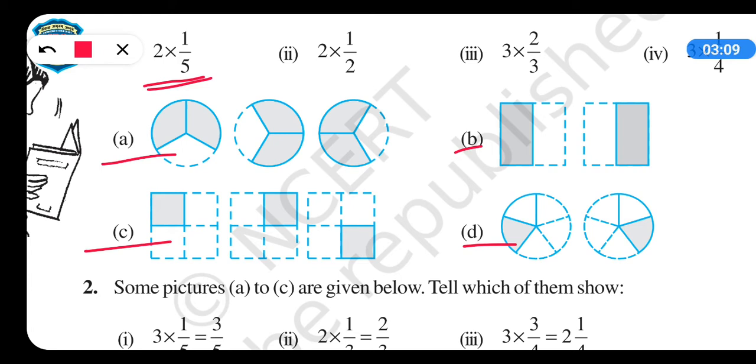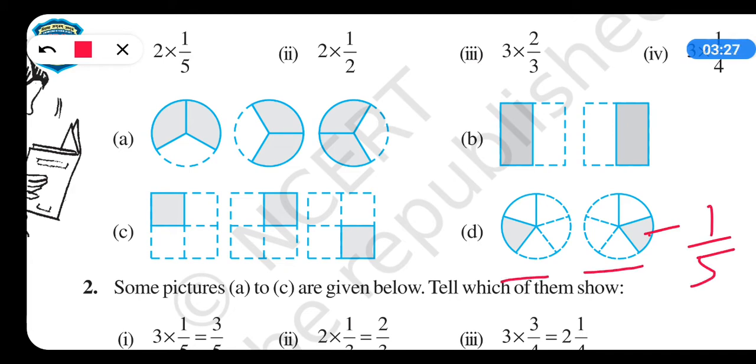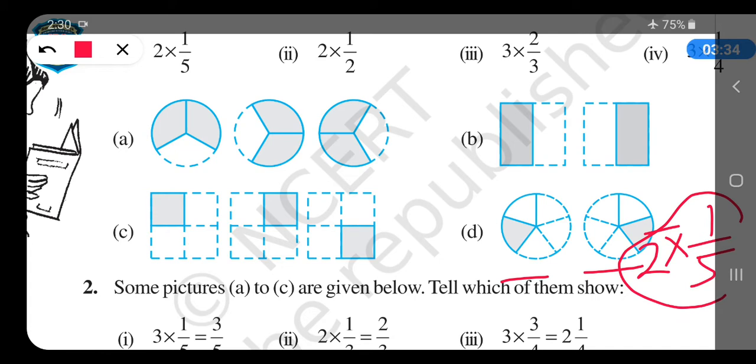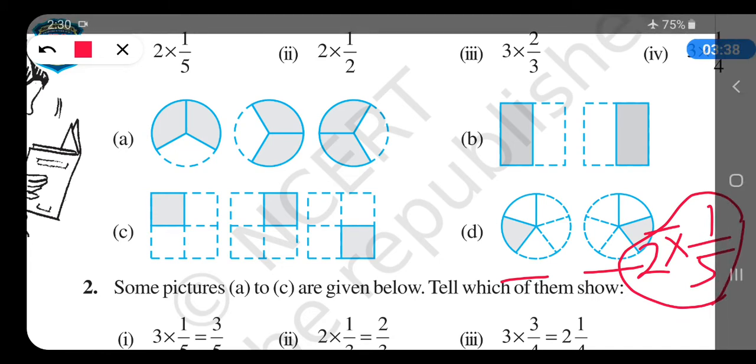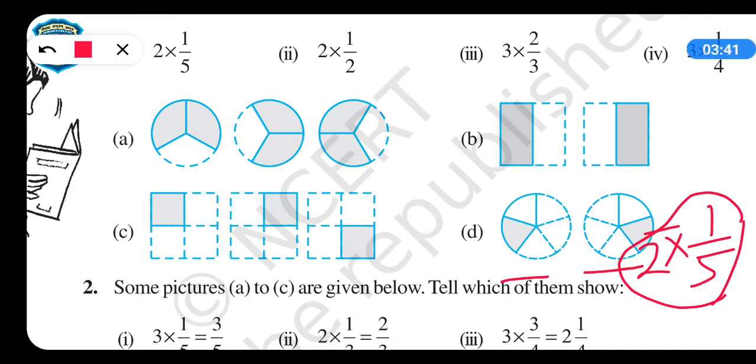So first find 1 upon 5. Which is 1 upon 5? Yes, this one is 1 upon 5. So what you will do, you have to look the figure and then write this is 1 upon 5, and how many these figures are there, 2, so multiply by 2. So this is what, 2 into 1 upon 5, right? Got it? Now this is first.